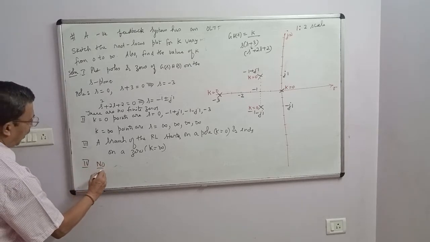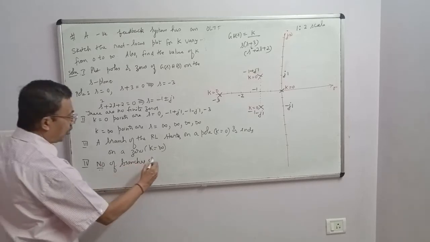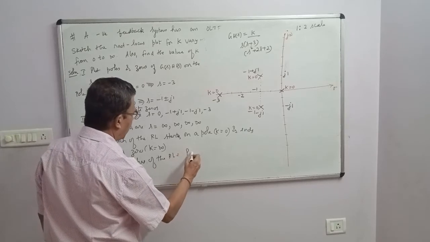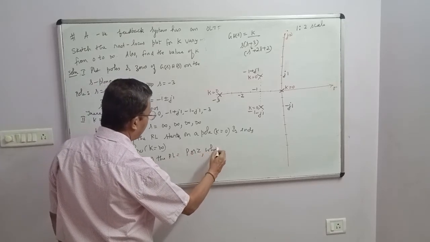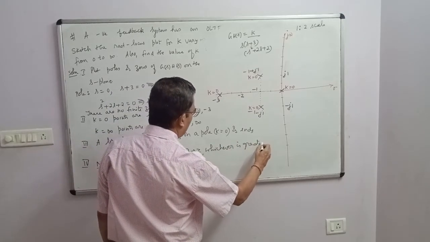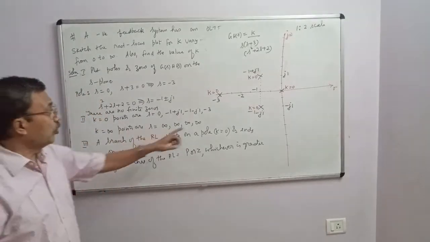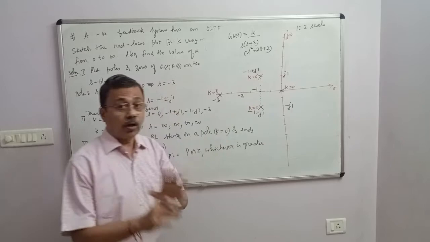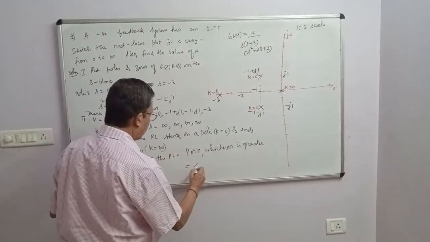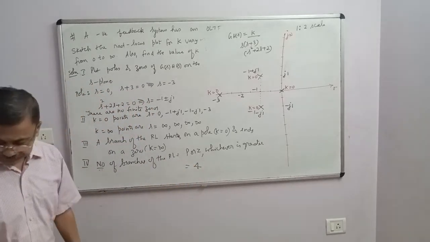Fourth one, number of branches. Branches are also called loci. Number of branches of the root locus equals P or Z, whichever is greater. P stands for number of finite poles. Z stands for number of finite zeros. How many finite poles are there? 1, 2, 3, 4. There are no finite zeros. That means P is 4, Z is 0. Therefore, number of branches of the root locus is equal to 4.